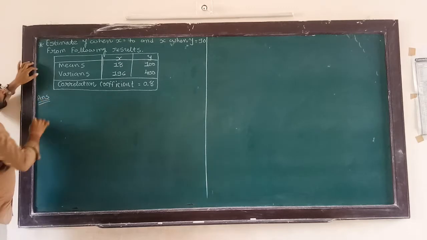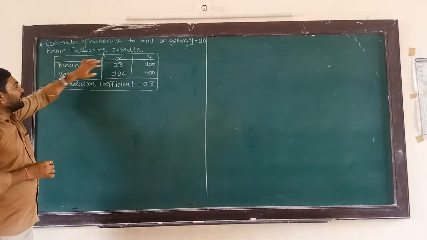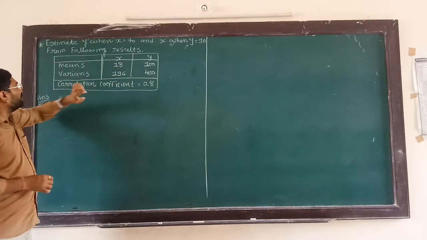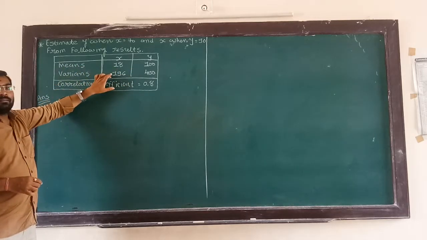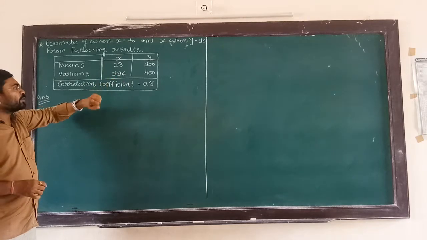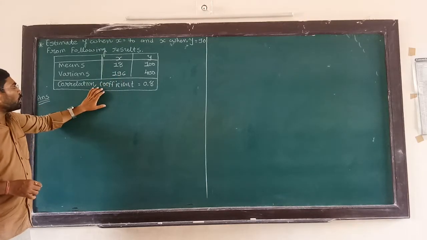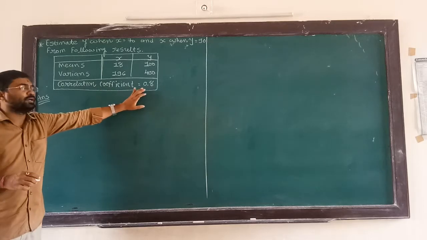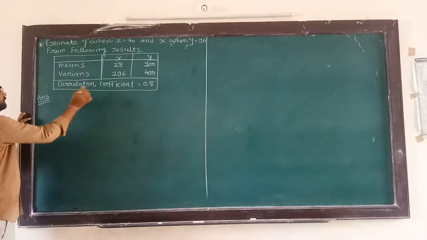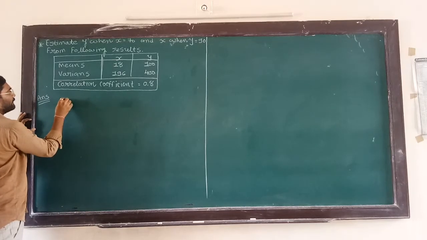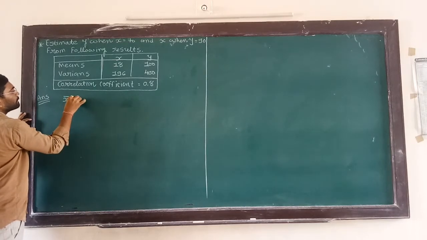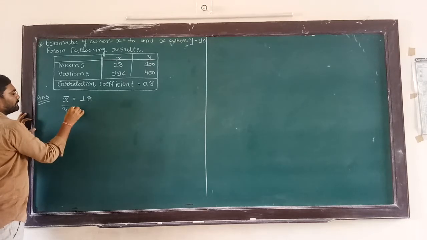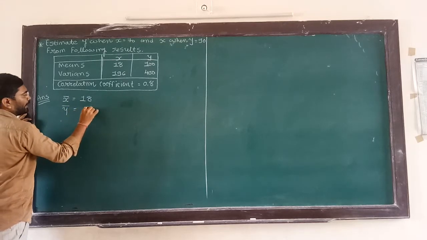Here, see the x and y means 18 and 100 are given, variances 196 and 400 are also given, and the correlation coefficient r is also given as 0.8. We can write here x bar is equal to 18, y bar is equal to 100.